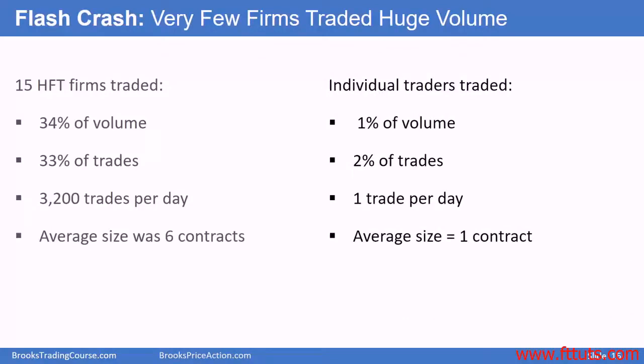On that same day, the flash crash day, individual traders made up only 1% of the day's volume and only 2% of the trades. And the average trader only took 1 trade that day. And the average size trade was only 1 contract. So are we important? No. Compare that to just 15 high-frequency trading firms. There are probably 200 major firms trading every day on Wall Street. 15 of the firms had a third of all trades on the flash crash day, and we individual traders only made up 1% of the volume. The market is controlled by institutions, and most of the volume is coming from high-frequency trading.